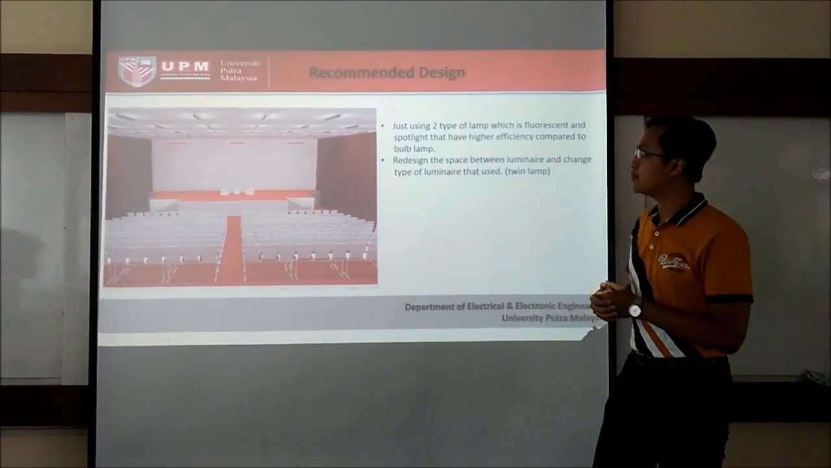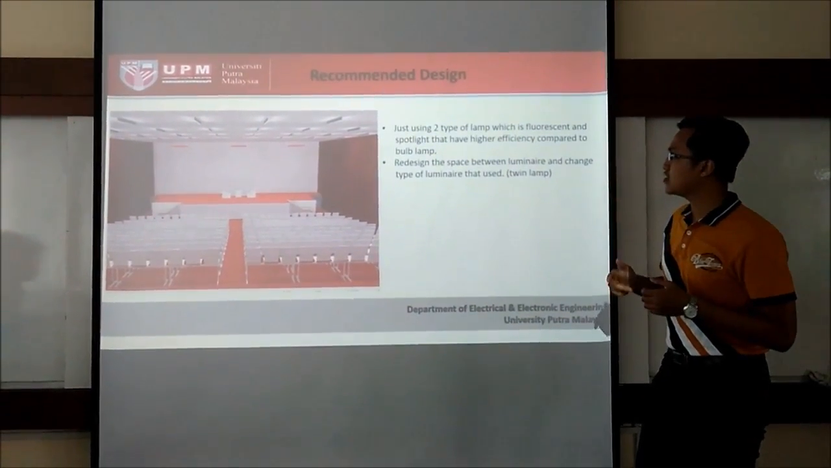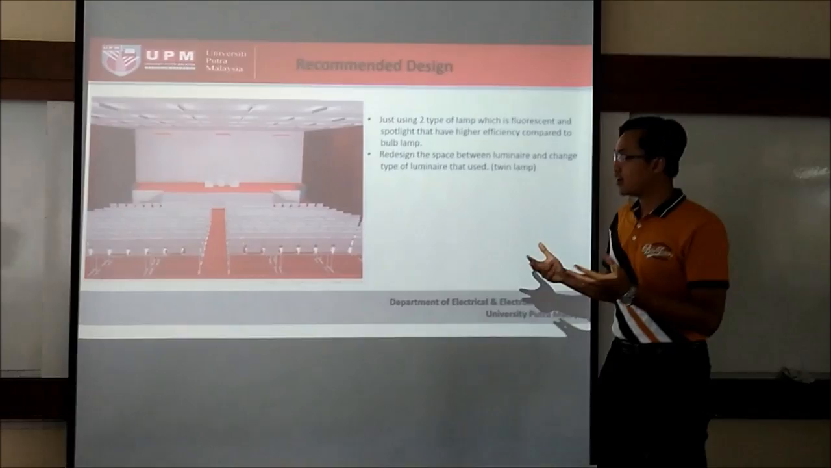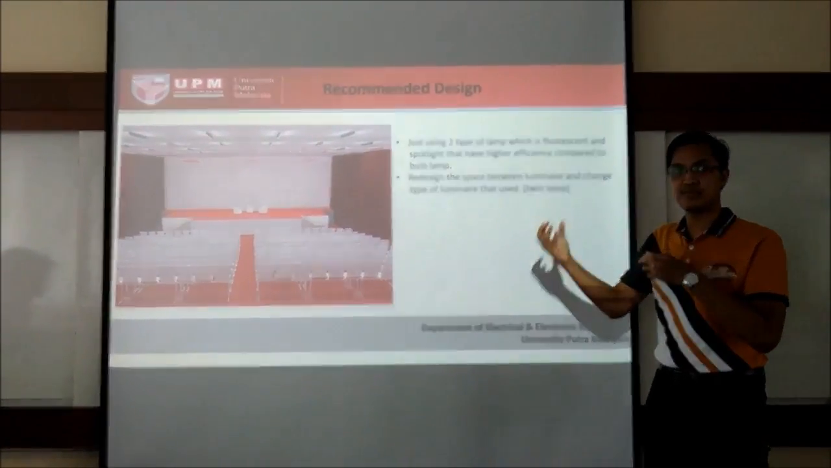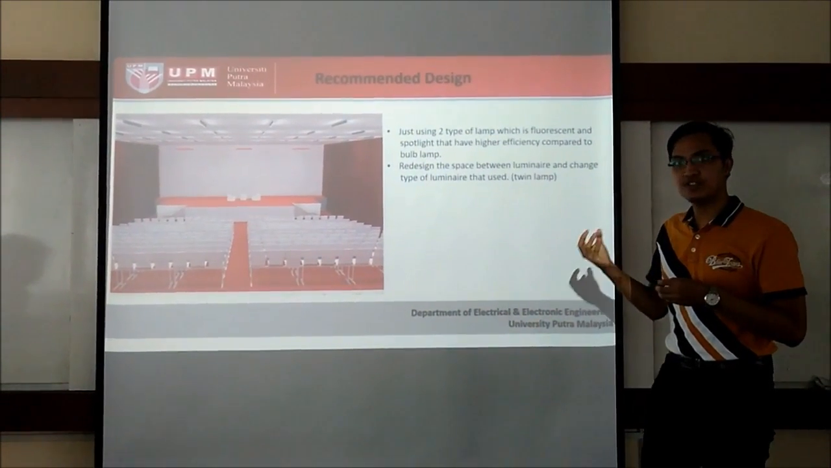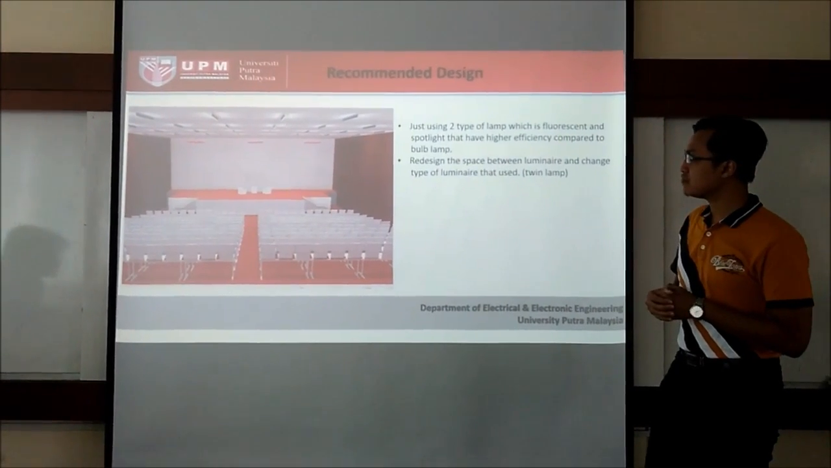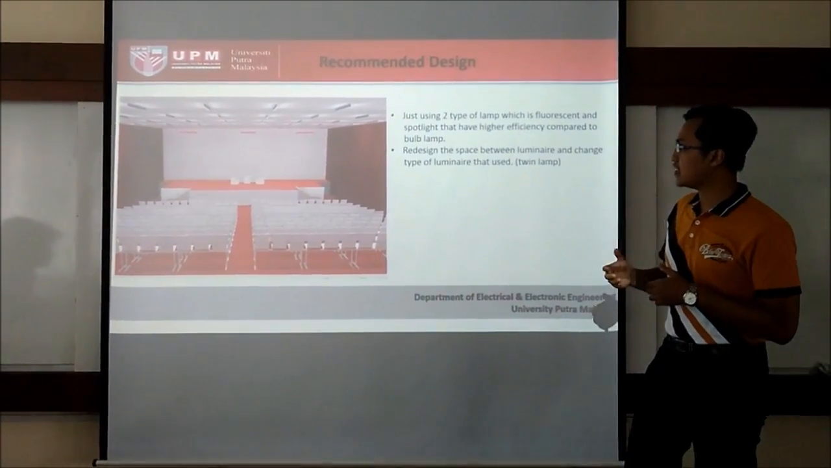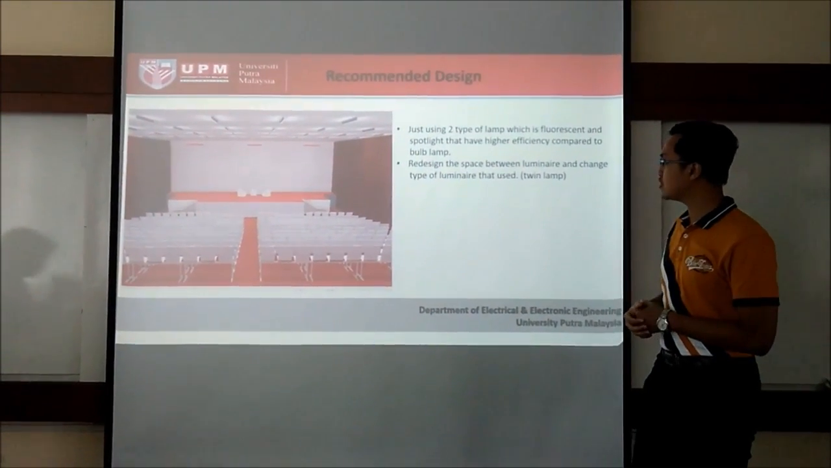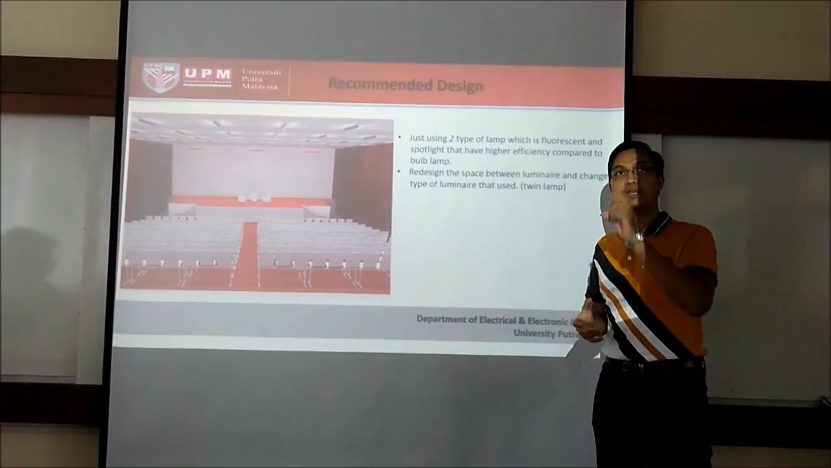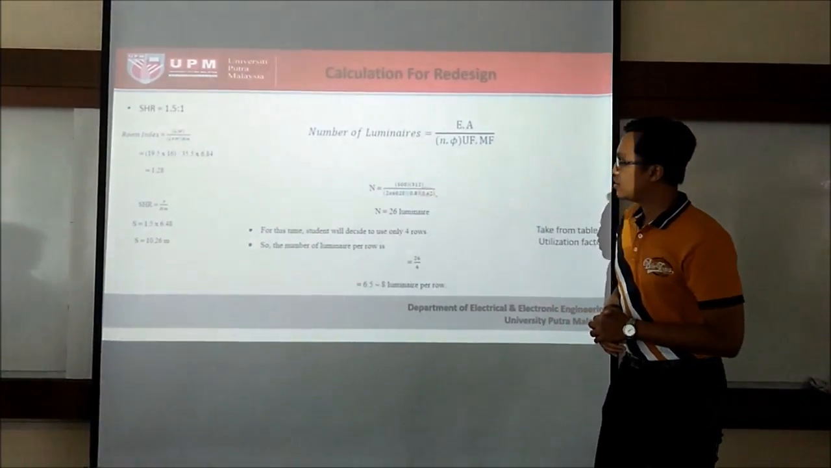the lighting system, we suggest to only use two types of lamp, which are the fluorescent and the spotlight, which is more efficient rather than using the bulb, because we know using a bulb has a higher power rate. Besides that, to redesign this lighting system, we prefer to use a twin lamp, which is in one luminaire it has two lamps. Okay, next slide.